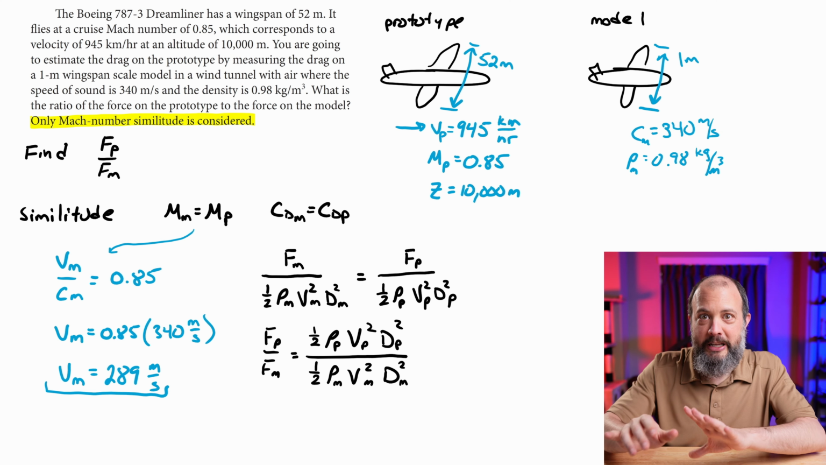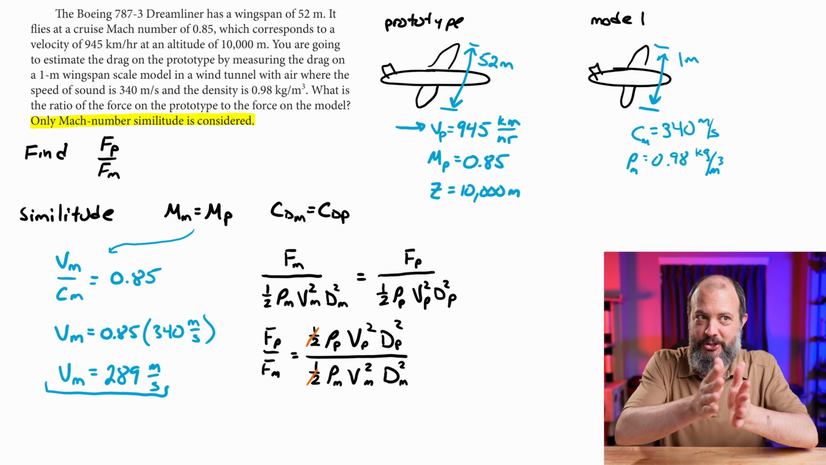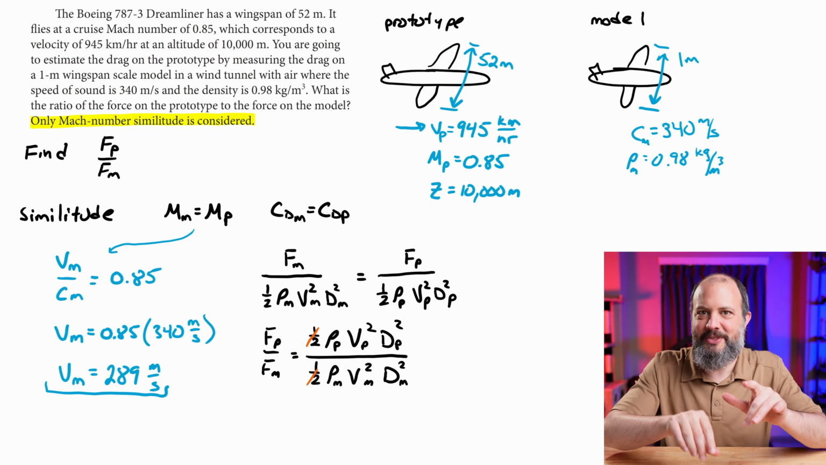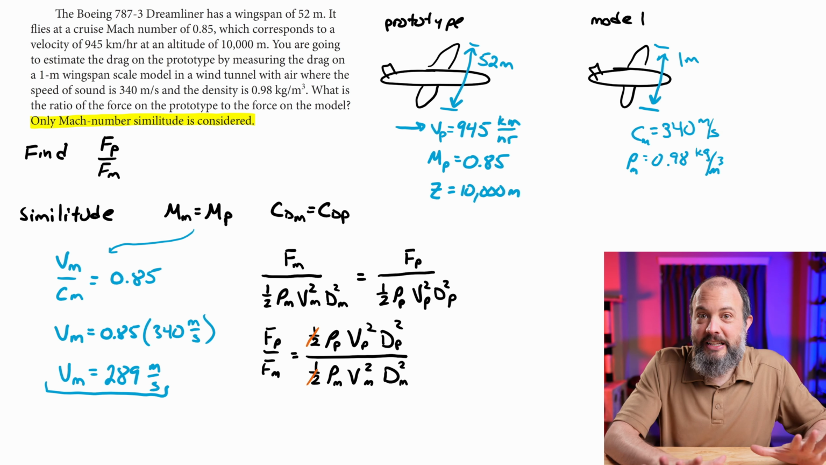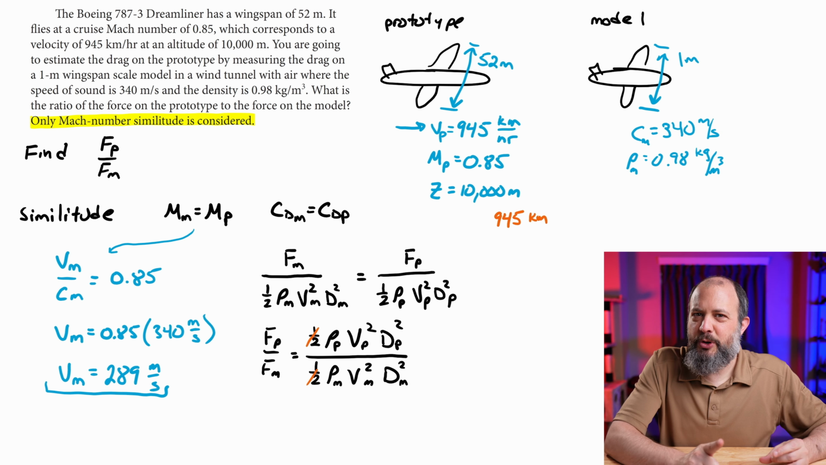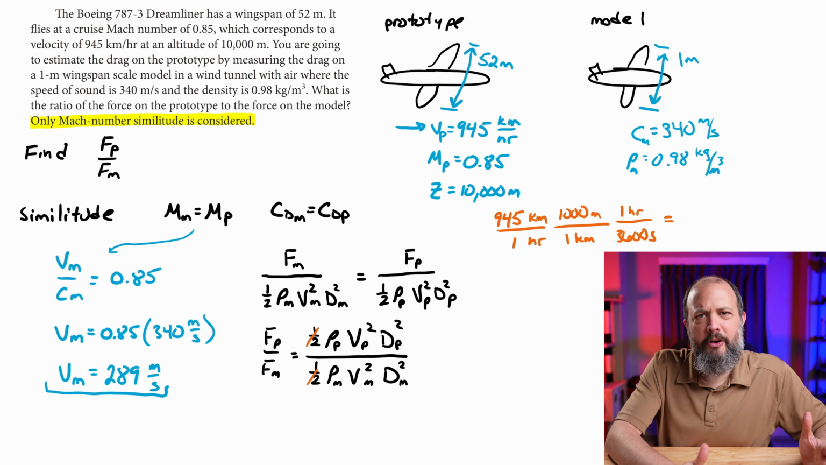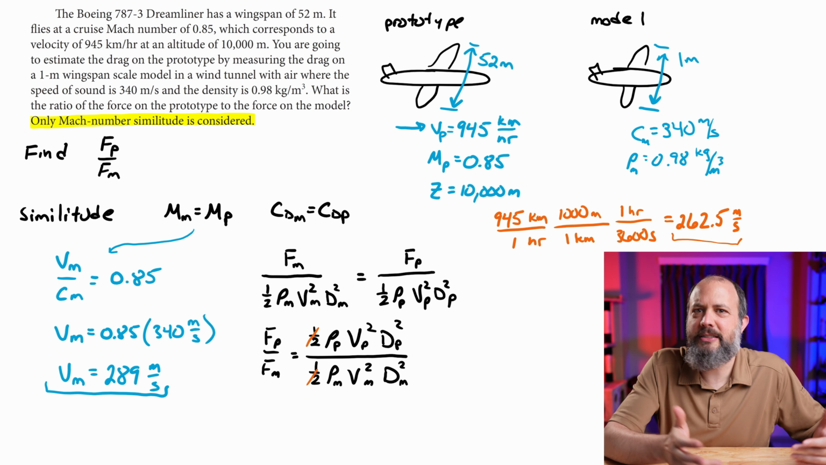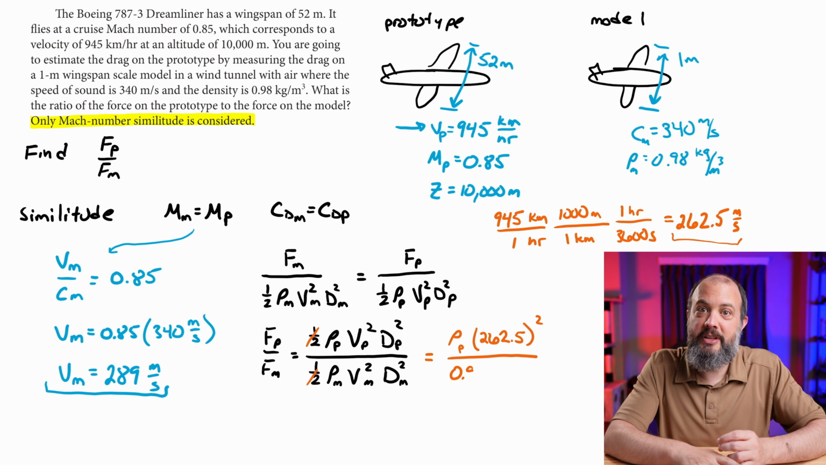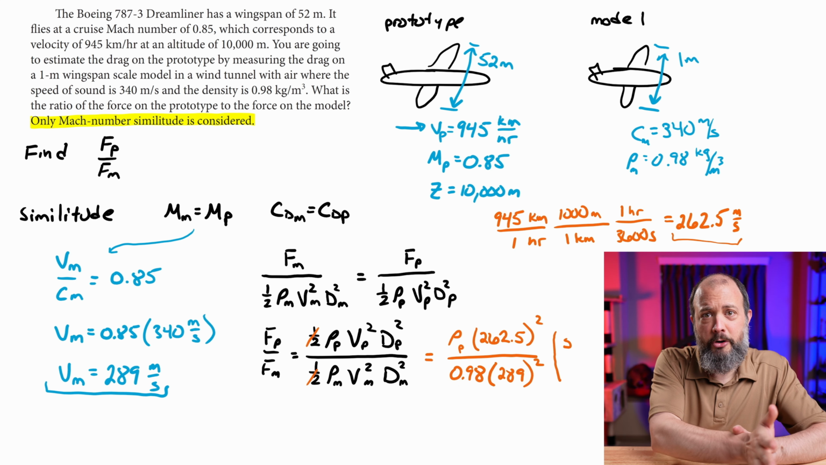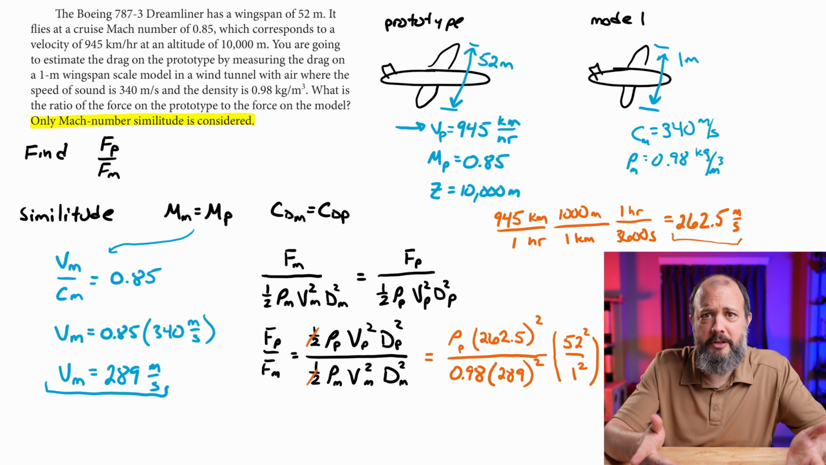And to help keep yourself organized, set up all of this junk right above the coordinate terms: density above density, distance above distance, velocity above velocity. This makes it real easy to identify what you can cross off, for example, the 1/2. For velocities, we were given kilometers per hour for the airplane, so need to convert that to meters per second. That lets us plug in the velocities, and then we were also given the distances: 52 meters for the prototype, 1 meter for the model.